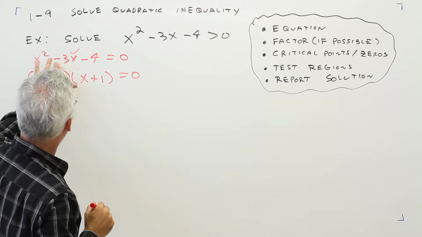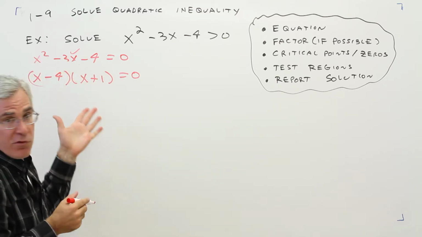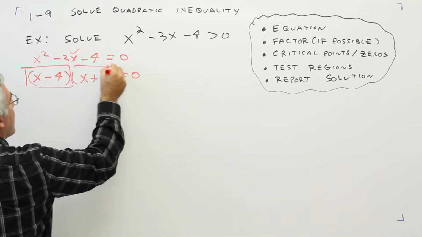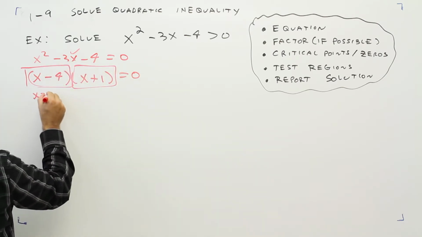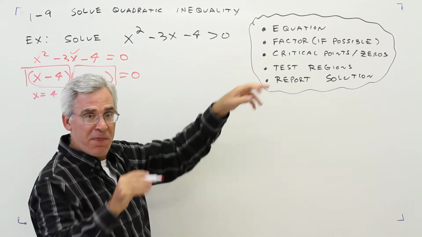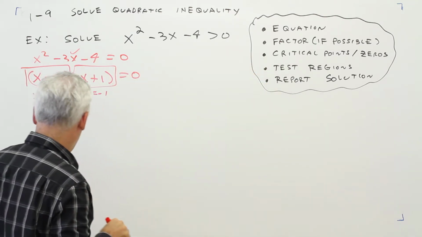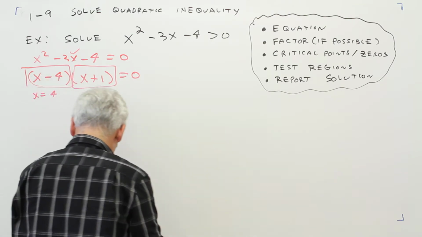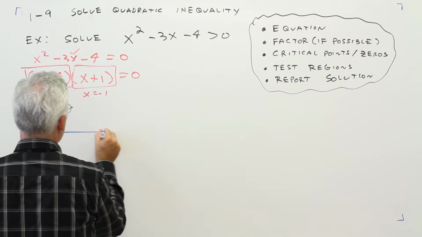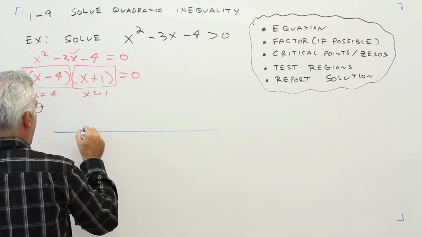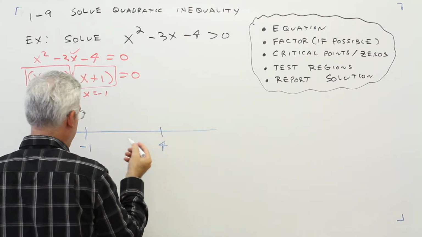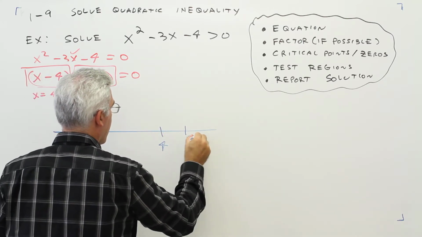Okay. Then find the zeros, which are going to be the critical points. So chunk it up. So x equals 4, x equals -1. Then I'm a visual person, I usually draw a number line. So I'll do that right now. So I've got a -1, and I've got a 4. I'll just put other numbers in as well.